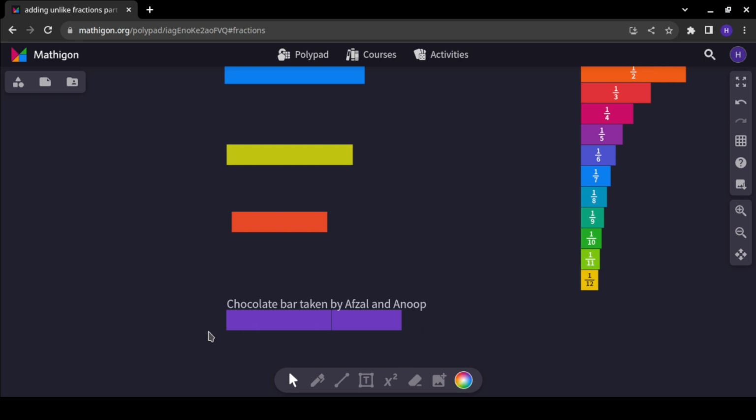Okay, so here, this is the chocolate bar taken by Afzal and Anup. So what piece would fit inside this? So let's just try one by one. 1 by 3. Nope, it's not working. Half. Nope, it's not working. 1 by 5. Nope, it's not working. 1 by 6. So 1 by 6 works. And because 1 by 6 works, I think we already know 1 by 12 will also work.